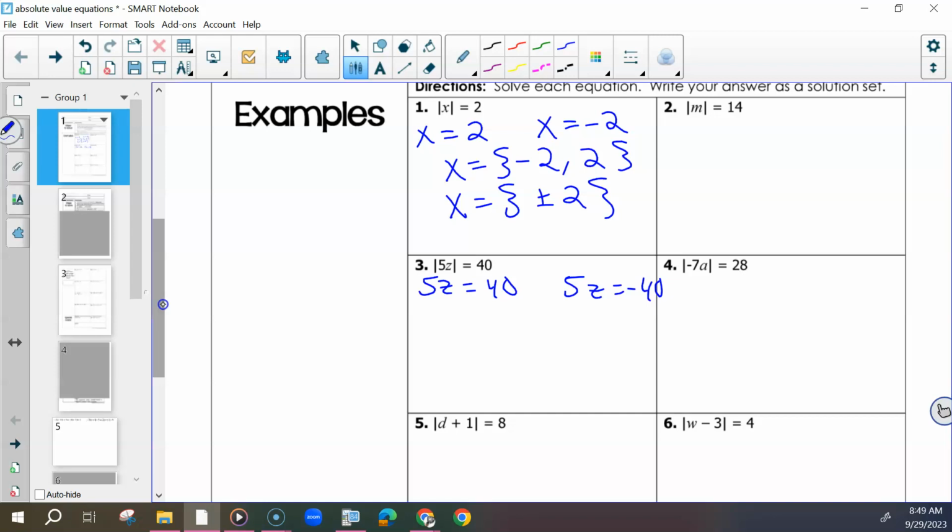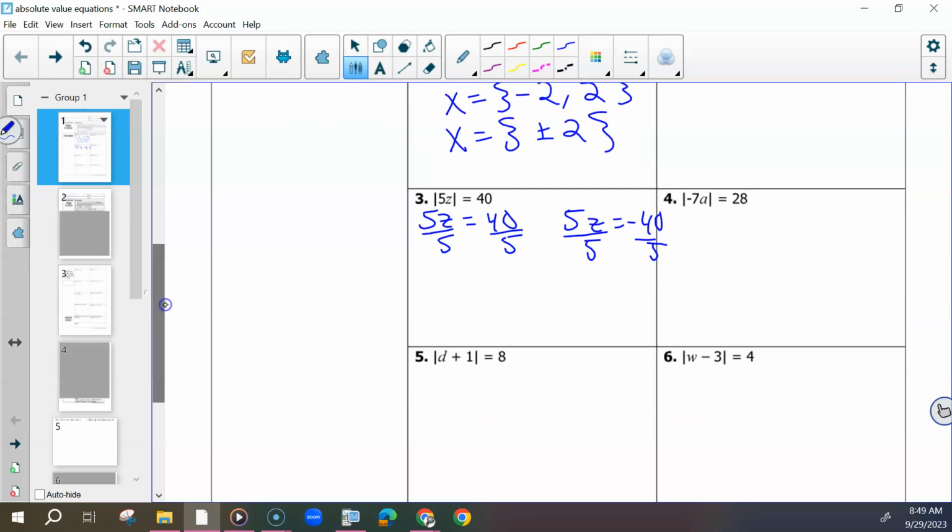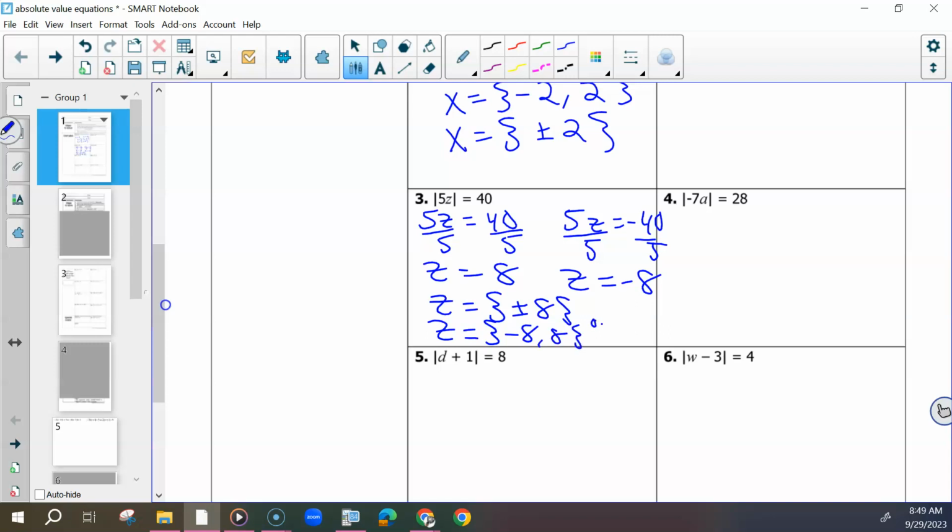And then solve. So we can divide both of these by 5. So that z equals 8 and -8. You can put it as plus or minus 8, or you can separate it. All of your problems won't have the same 2 numbers, but some of them will. It just depends on the problem. Do you have any questions on that one before we continue?